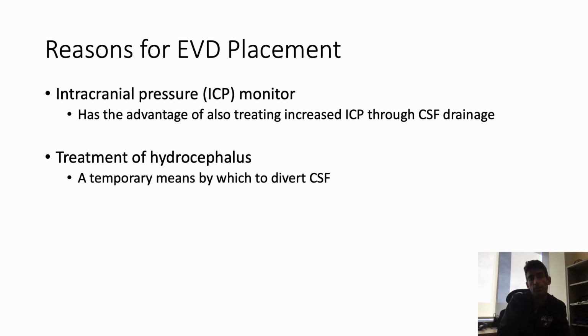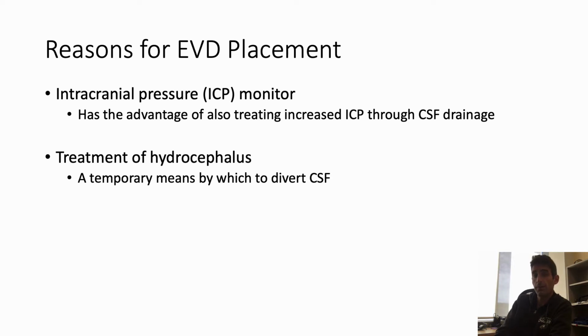So why do we place a ventriculostomy? Well, we can place it as an intracranial pressure monitor. It has the benefit of treating increased intracranial pressure through the drainage of spinal fluid. So if the pressure is up, you not only have a monitor to show you that, but you can drain spinal fluid to hopefully bring the pressure down. And just like we talked about then, the treatment of hydrocephalus or the buildup of spinal fluid.